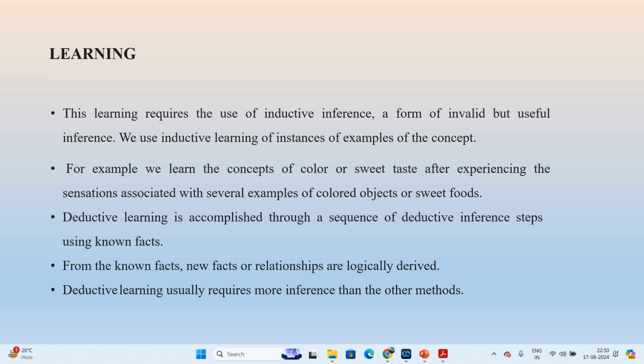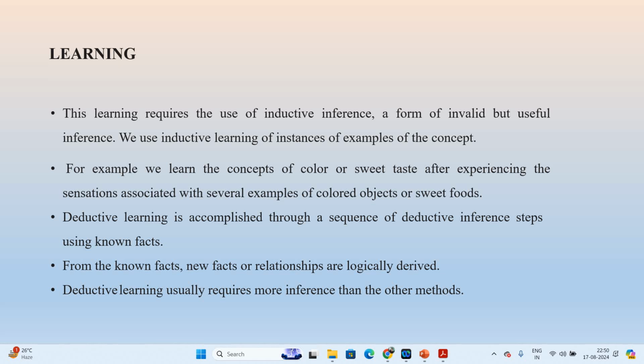Okay, for example, we learn the concepts of color or sweet taste after experiencing the sensations associated with several examples of colored objects or sweet foods. So we can learn some concepts of color or sweet taste after experiencing the sensations. So we can relate that particular taste to this particular taste. We can relate that particular color to this particular color.